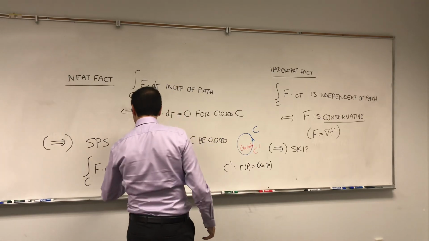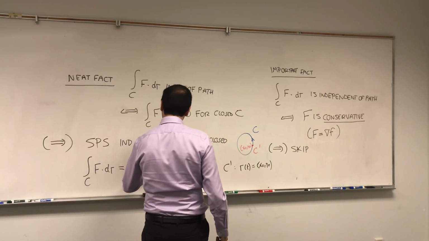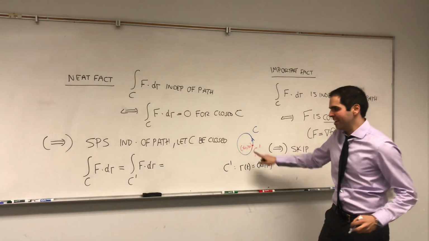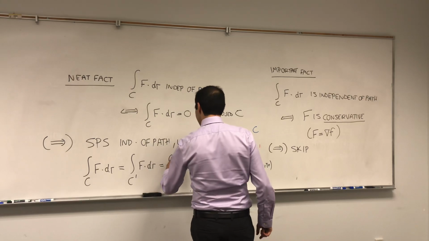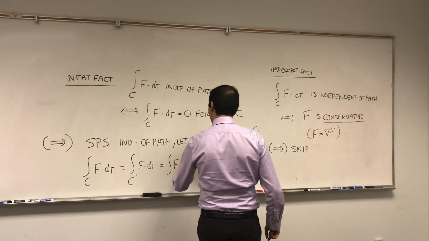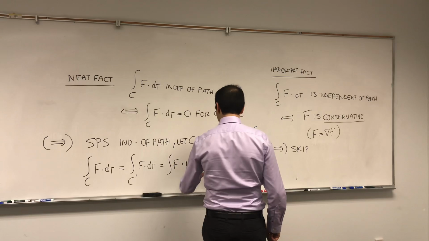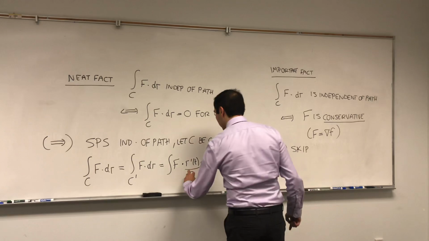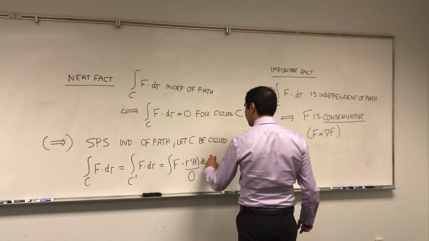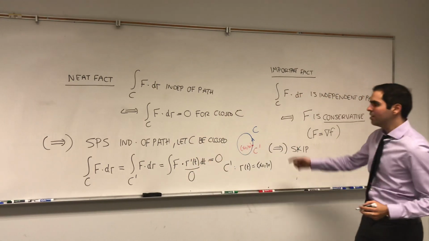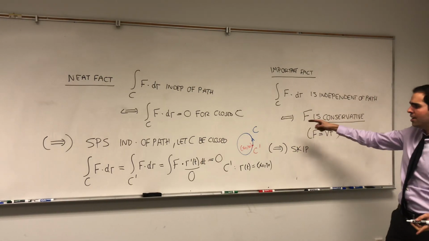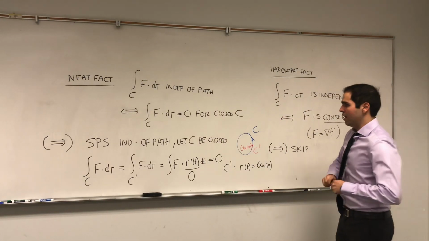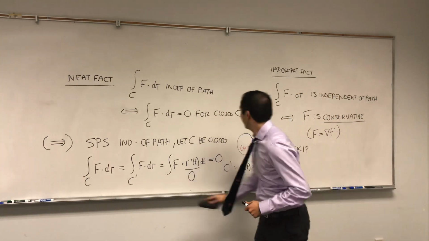Then, because the integral is independent of path, the original one is the same as the path that does nothing. But then this is f dotted with r prime of t dt. But r is constant, so the derivative is 0, and f dotted with 0 is 0, so we get 0. In other words, for any closed loop C, the line integral just becomes 0, assuming we have independence of path.